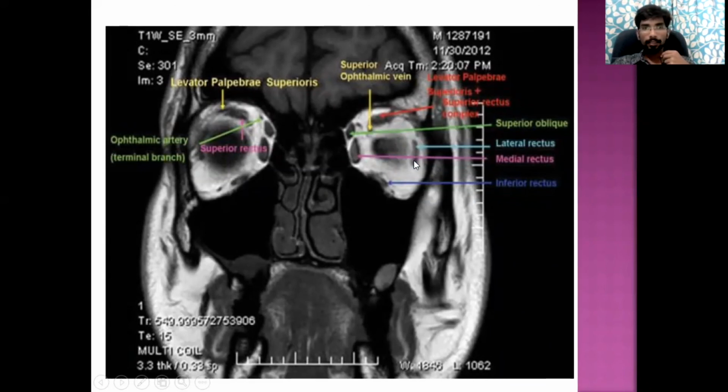This is the lateral rectus, this is the medial rectus, this is the inferior rectus, this is the superior oblique, and the superior rectus and LPS complex. Location of the superior ophthalmic vein, this is the levator palpebrae superioris. Ophthalmic artery.